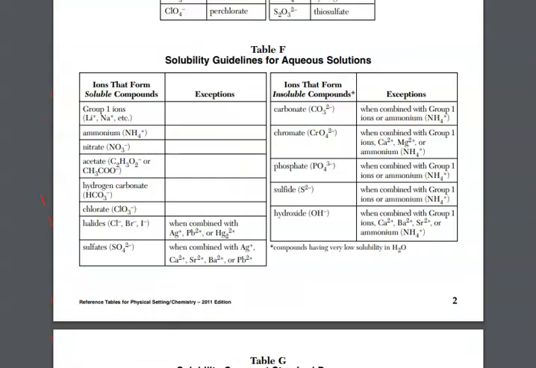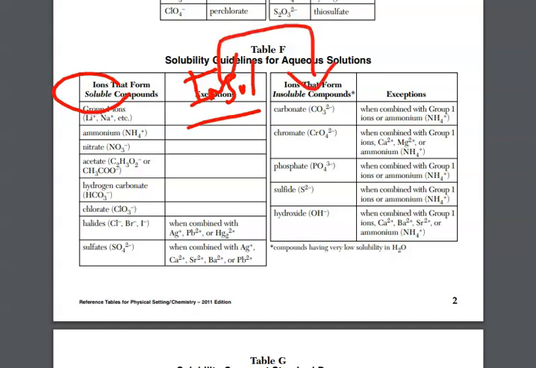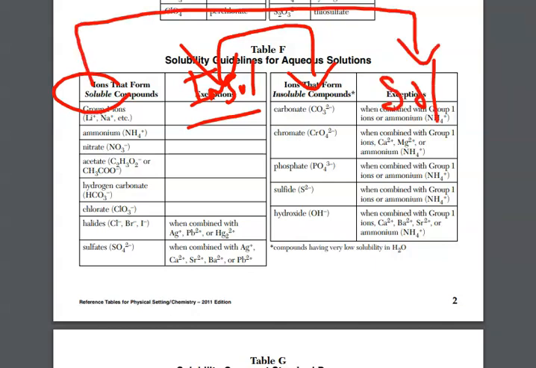Good old reference table F. These are solubility guidelines for salts in water. And anything that is soluble, that means it's going to be a strong electrolyte. The exceptions here, insoluble, would mean weak electrolyte at best. So our insoluble compounds, which are going to have one or more of these ions combined, are weak or non-electrolytes. Anything that is soluble is going to be a strong electrolyte. I'll do a separate video on reference table F.